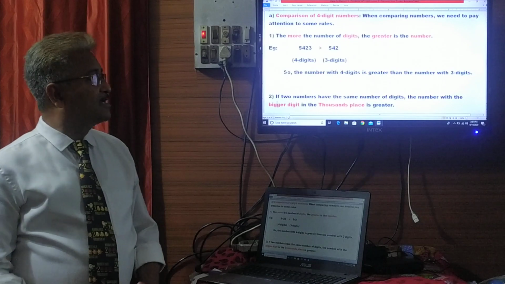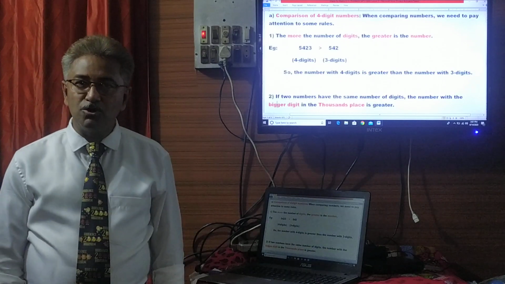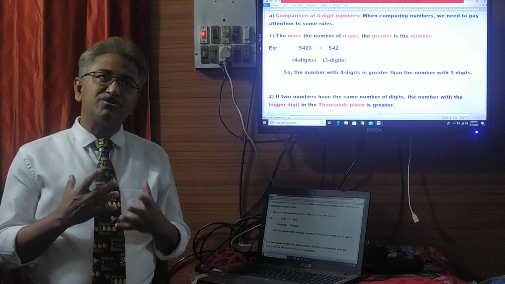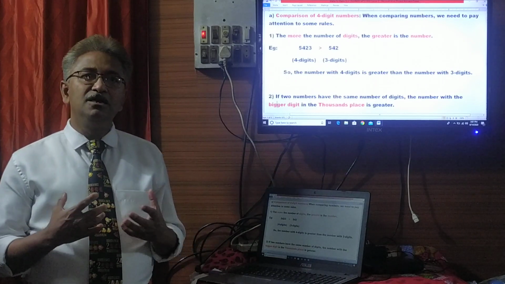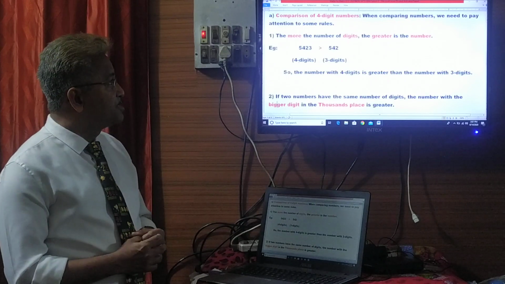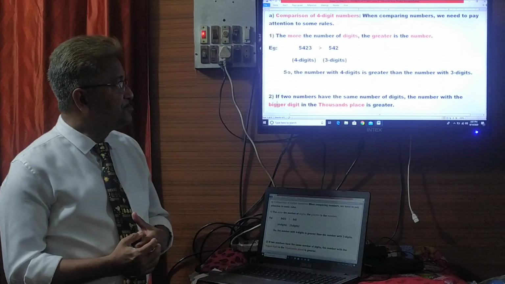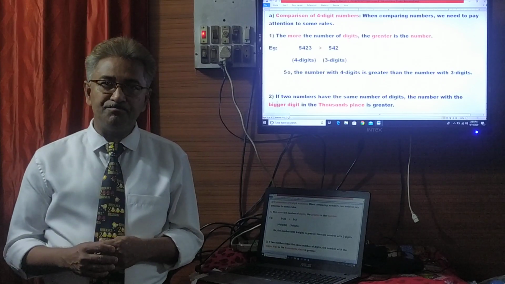When we are comparing numbers, we need to pay attention to some rules. Now we have to understand these rules so that comparison of numbers becomes easy. The first one is, the more the number of digits, the greater is the number.